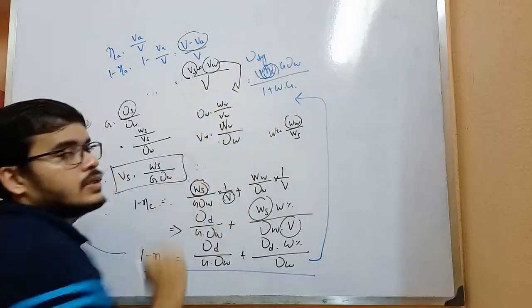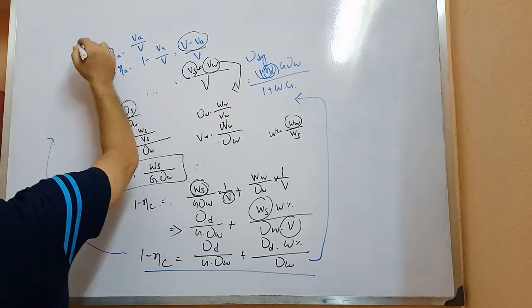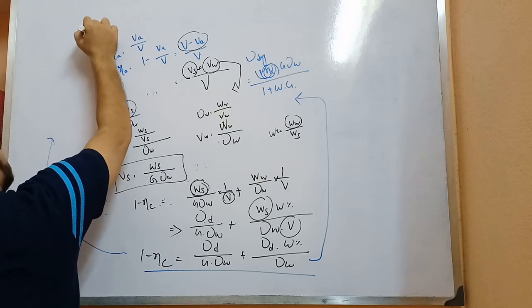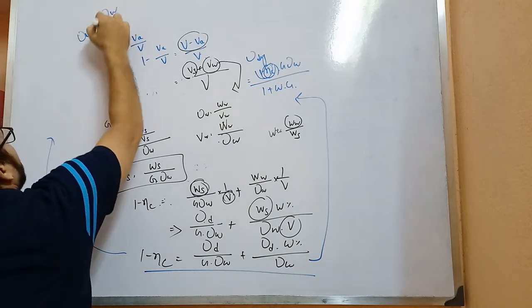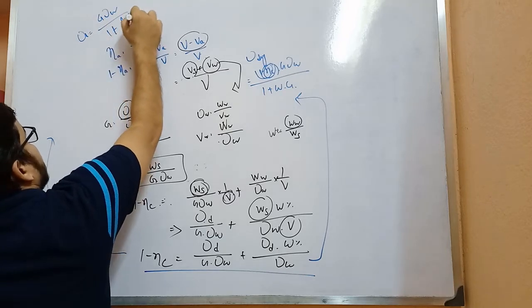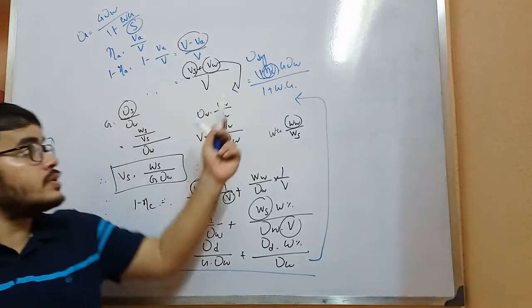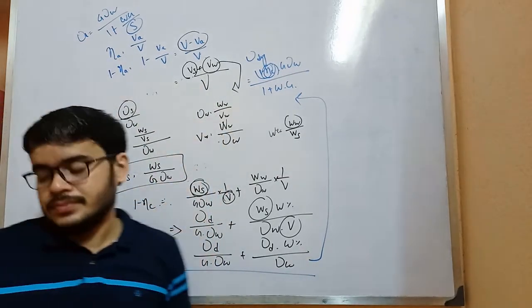Here air void is included, and from the equation of saturation line we already know gamma dry is equal to G gamma W by 1 plus w G by S. Here degree of saturation has been included. So these two equations are important.